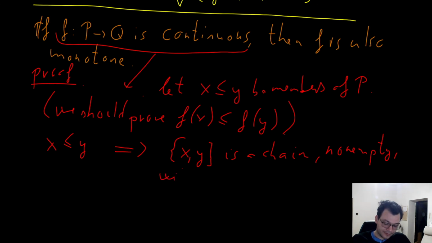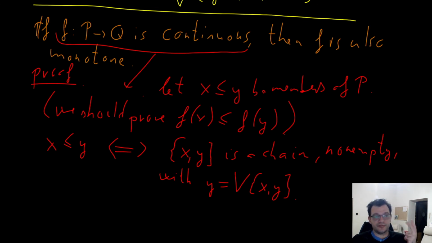Non-empty, with y being the subprimum of x and y. Actually, these two things are equivalent in this way. Because if you have a set of at most two elements, which is a chain, and you know that the supremum of this two-element set is one of the elements, then it means that this element is the greatest element of the set, which means that it's an upper bound for the other element. So it's an if and only if part.